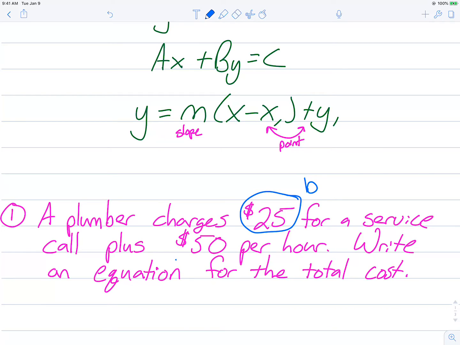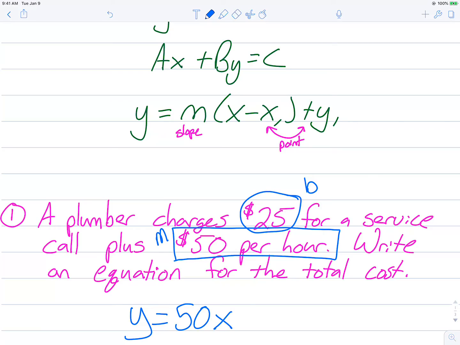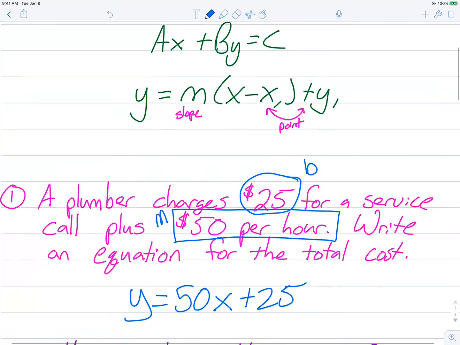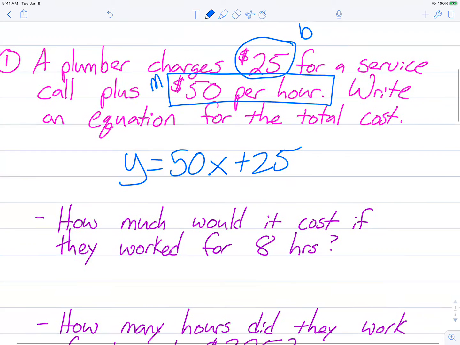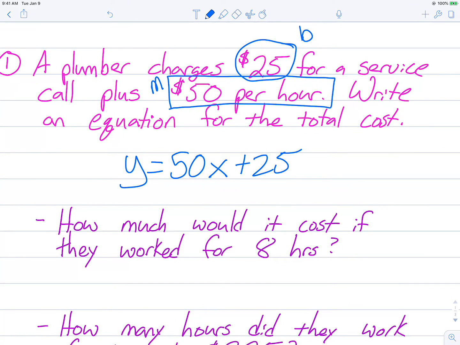Then they charge $50 per hour. This is going to be that recurring cost. This ends up being the slope because our cost is going to be growing by $50 every hour. So if we put our information together, we have the equation y equals 50x plus 25. Now we can use that equation to answer some questions.